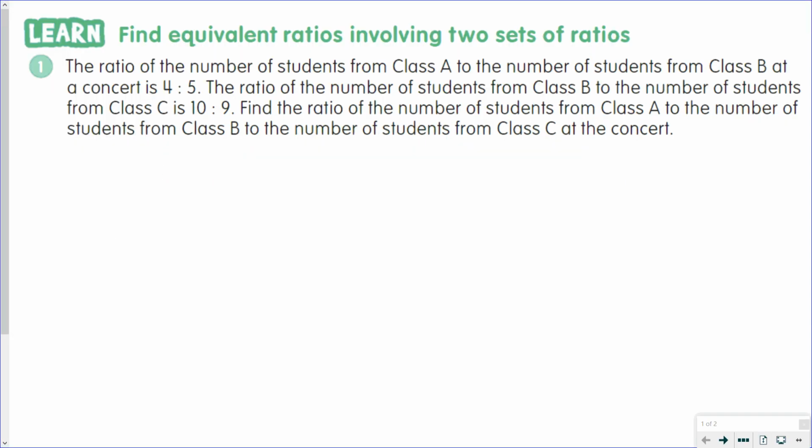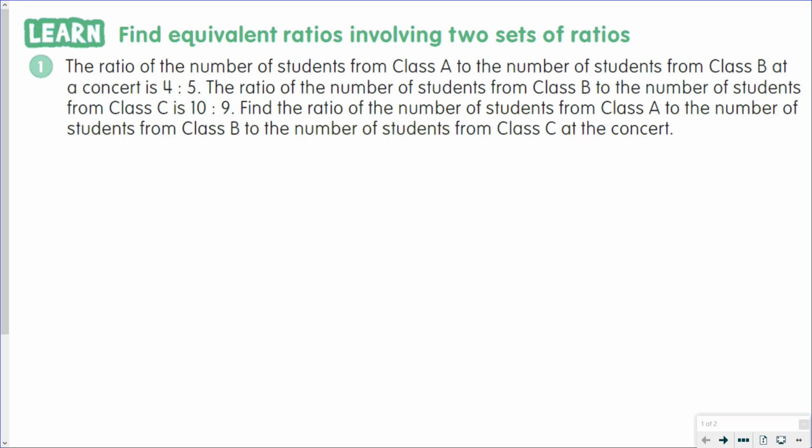The ratio of the number of students from Class A to the number of students from Class B at a concert is 4 to 5. The ratio of the number of students from Class B to the number of students from Class C is 10 to 9. We want to find the ratio of the number of students from Class A to the number of students from Class B to the number of students from Class C at the concert. So we want to take our two ratios and combine it into one.